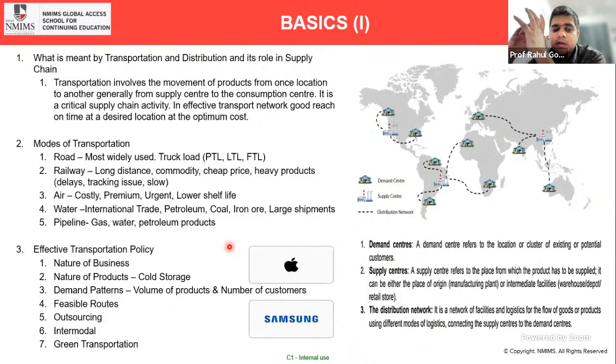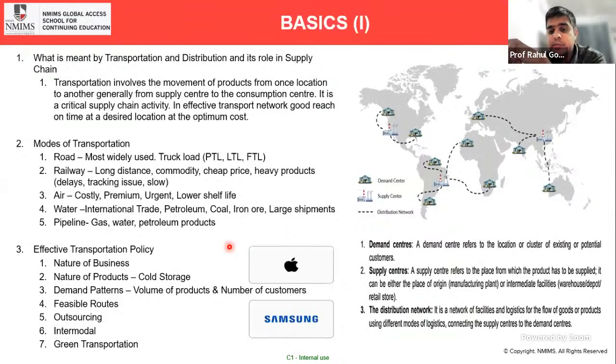So for example, the transportation policy between Apple and Samsung could be very different, right? Because Apple is into, let's say, the premium mobile phone business, whereas Samsung, while it is not as premium as Apple, could have a very different transportation strategy, right, in terms of demand centers, supply centers, and distribution network. So your transportation policy depends on the nature of business. If you're into products which require cold storage, all the vehicles through which your products are traveling, and all your warehouses, everything has to have temperature control, right?